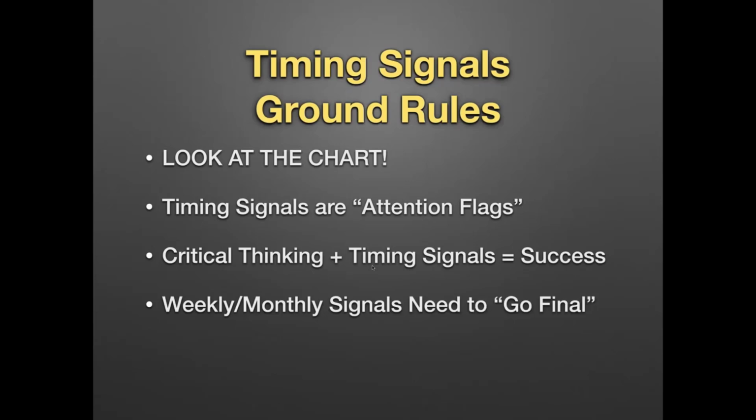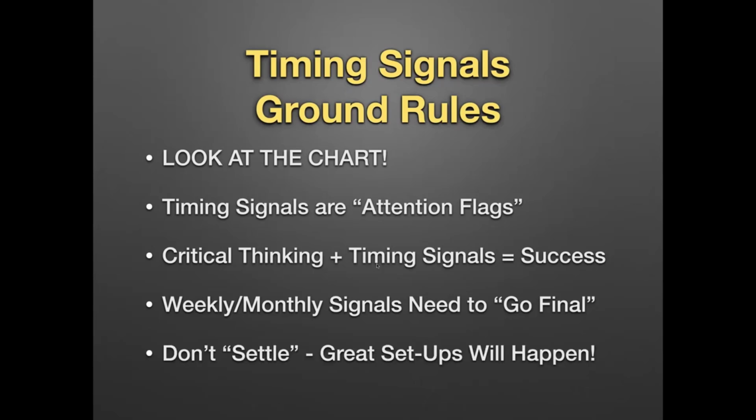We have weekly and monthly signals, and they don't go final until the last day of the week, and the last day of the month for the monthly charts. So that's something to keep in mind. If we're looking at a PMO crossover sell signal on a weekly chart, we have to wait till Friday before we know whether it's actually going to still be a sell signal. So we wait till the charts go final. And don't settle. There are great setups. There are always great setups. We just have to ferret them out. And we can do that by using the PMO.